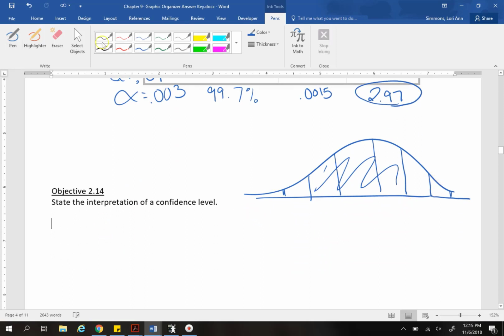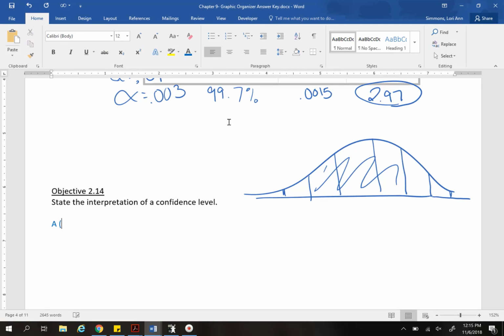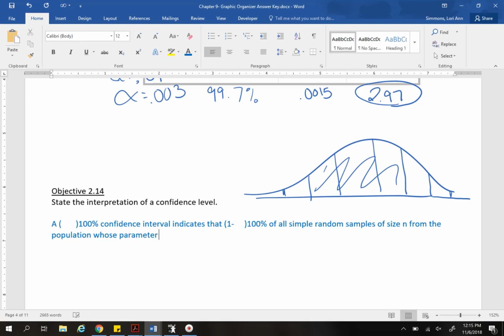Let's state the interpretation of a confidence level. A 1 minus alpha times 100% confidence interval indicates that 1 minus alpha times 100% of all simple random samples of size n from the population whose parameter is unknown will result in an interval that contains the parameter.